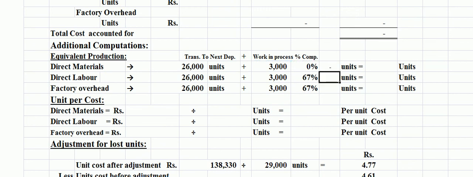Now we have to copy here also to find other units. Now students, we have added up both units here to find out the equivalent production, like material, labor and overhead.